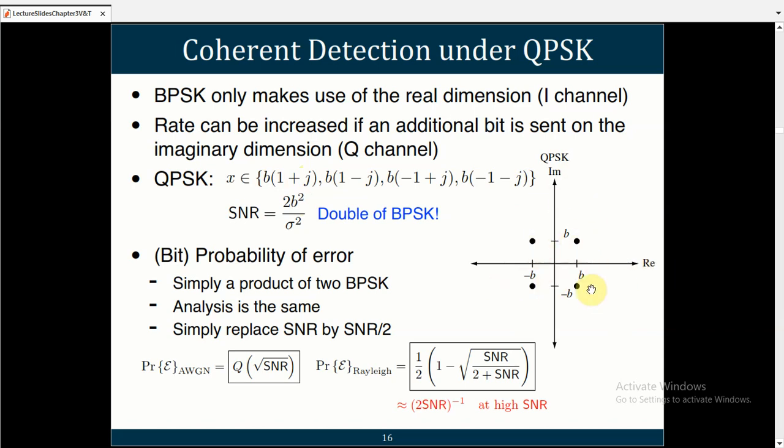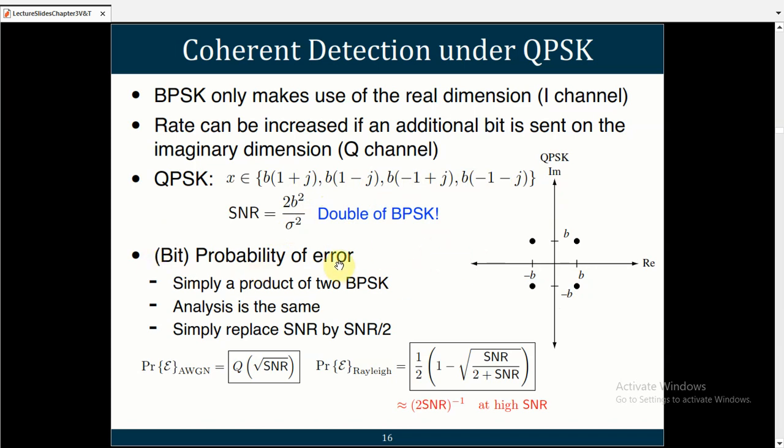We have 4 points. These 4 points correspond to the points given here. This point is B into 1 plus j. This point is minus B, minus 1 minus j. This is B times minus 1 plus j, B times minus 1 minus j. The SNR turns out to be 2 times B square over sigma square, which is double that of BPSK.